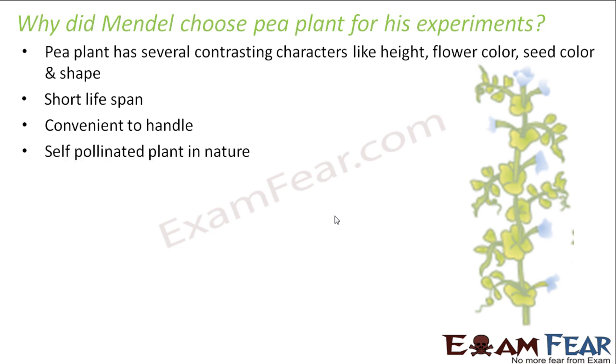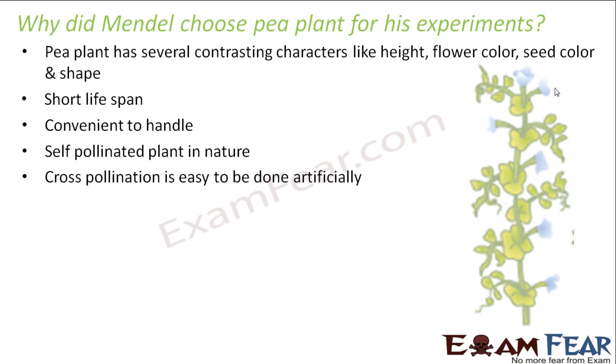They are self-pollinated plants in nature. So how do they naturally fertilize? By self-pollination. Self-pollination is the natural method, but they can also be cross-pollinated easily. How? By artificial methods. What is cross-pollination? It is nothing but taking the pollen grains from the flower of one plant and putting it on the stigma of the other plant. So that cross-pollination method is also very easy.